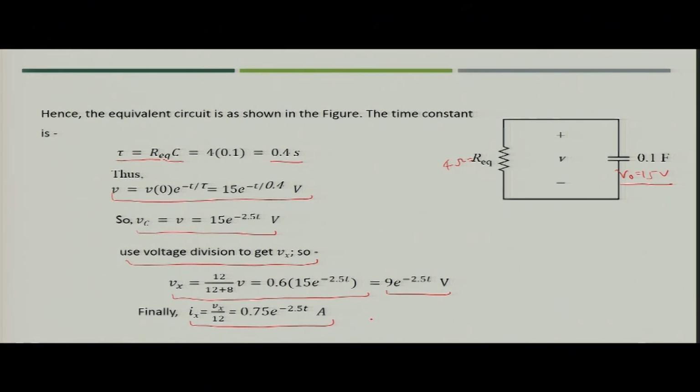So, with this we close our today's session. In this session we discussed the natural response of the RC circuit, and in the next session we will discuss the natural response of the RL circuit.